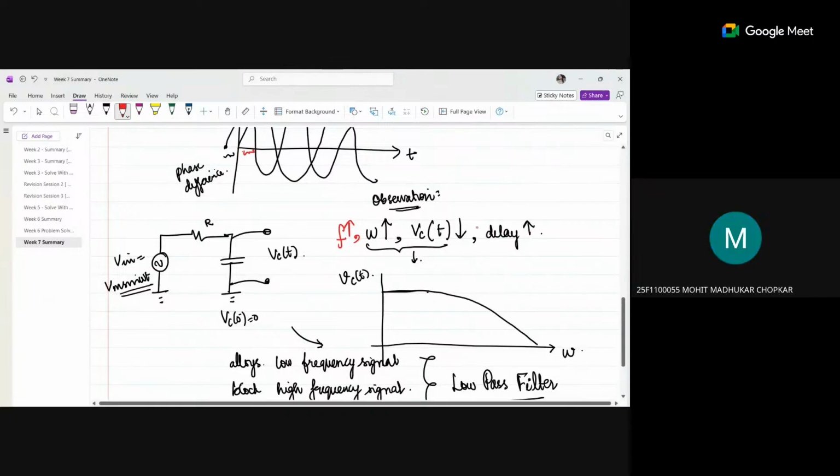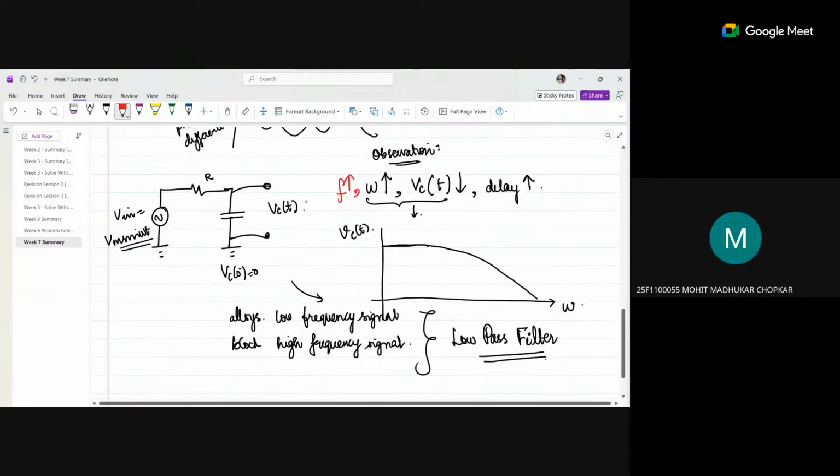And ma'am, we cannot use a square wave here? Yeah, you can use a square wave also. We can see the difference there also, because the professor did it with a square wave.